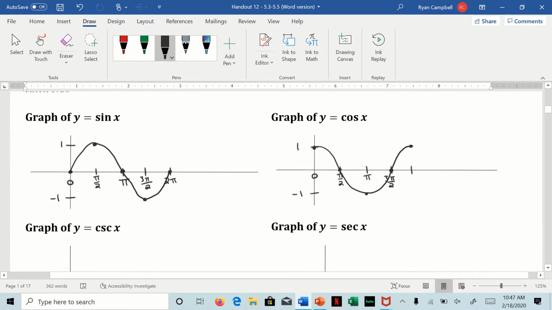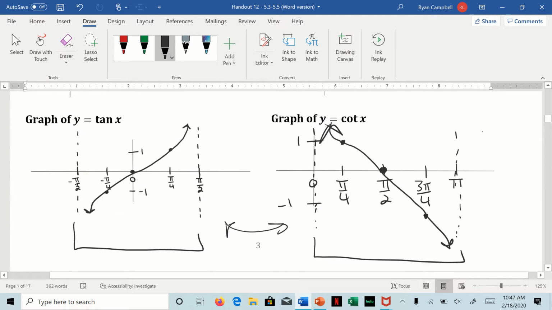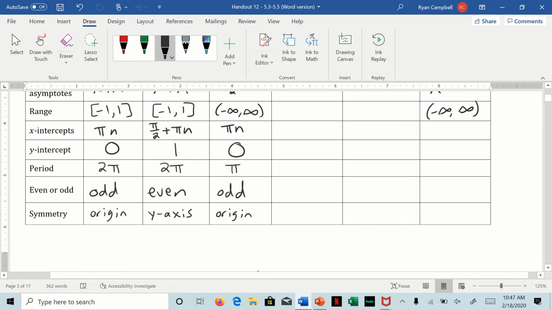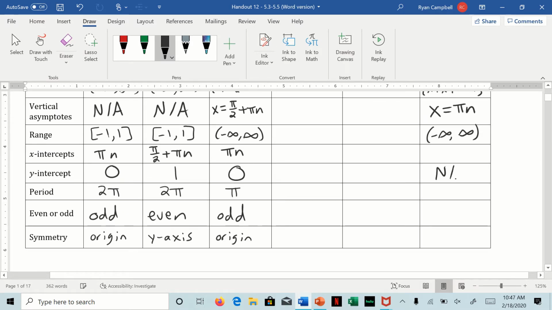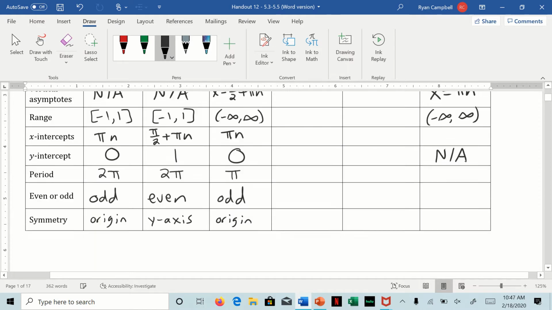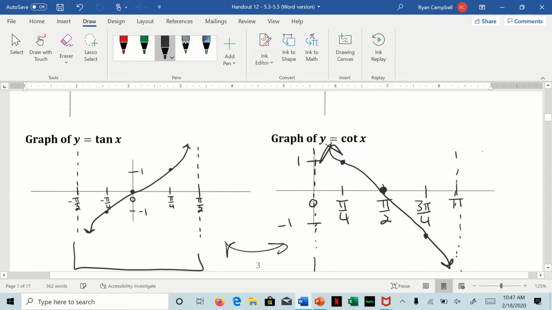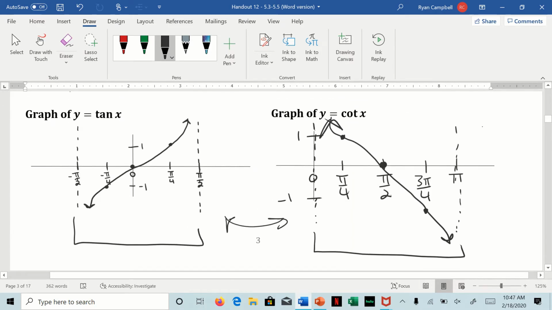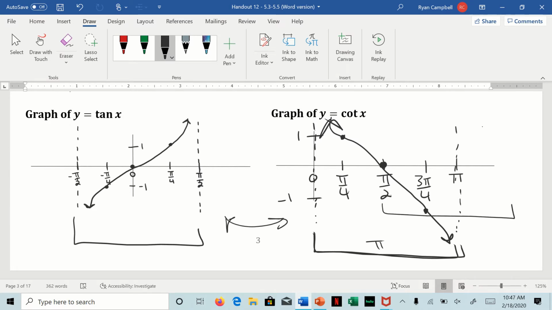Y-intercept. Where does it cross the y-axis? It doesn't, because the y-axis is a vertical asymptote. So there actually isn't a y-intercept this time. What about x-intercepts? So it crosses at pi over 2. The next one, so if you notice, this is going from 0 to pi. We're going pi. So this should also be going pi, right? Pi over 2. Next one should be 3 pi over 2, so on and so forth.